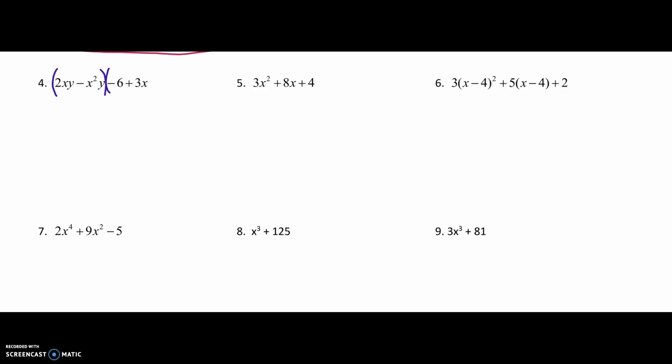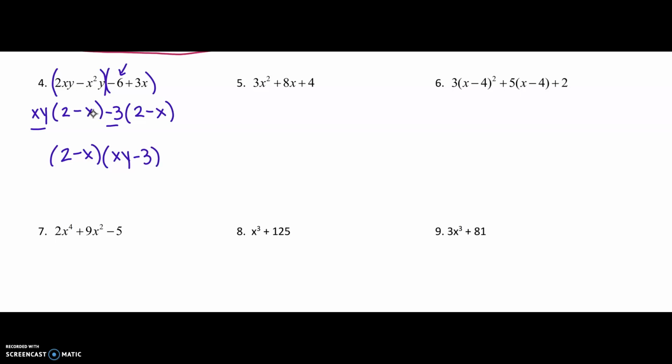Group the first 2 and group the last 2. The GCF in the first group is xy. When I factor that out, I end up with 2 minus x. The GCF in the second group is negative 3. It's negative because the first term is negative, and 3 is your GCF. When you divide by negative 3, you end up with 2 minus x. Because the inside of the parentheses matches 2 minus x, that is one factor. And then the outside is the other factor, so xy minus 3.